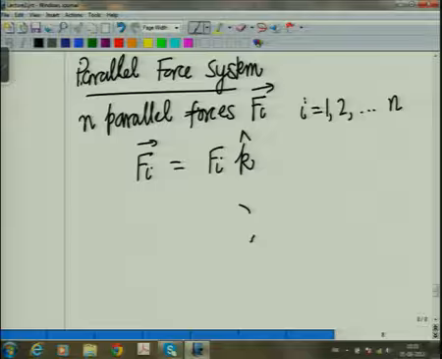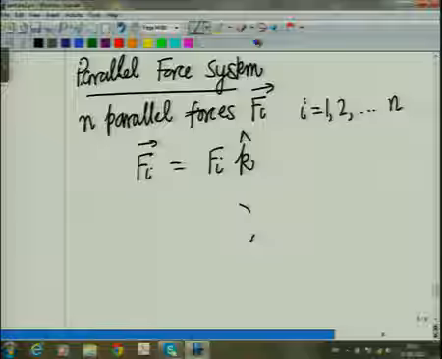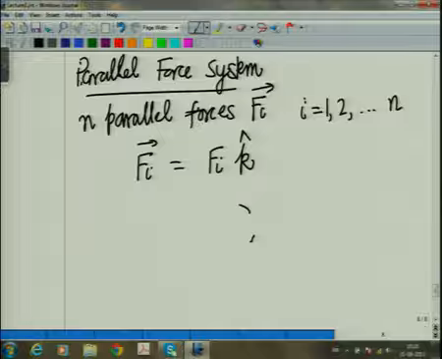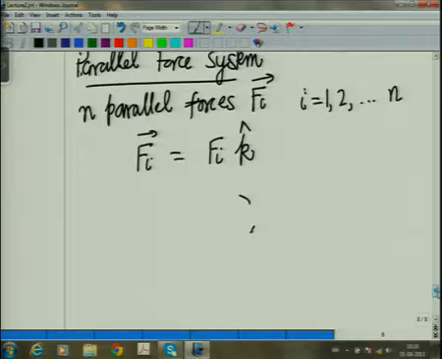Weight acts at all points, but that's a system of parallel forces. All the forces are parallel. So we choose the z-axis as the axis where the forces are. Now, in this case, if the couples are there, actually the couple part is just to make it more general.